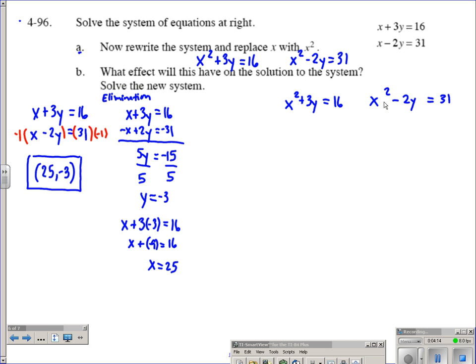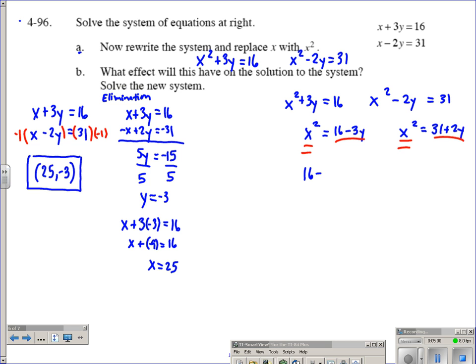If I know that I have x squared plus 3y equals 16, and x squared minus 2y equals 31, if I isolate my x squareds in each of these, I would have x squared equals 16 minus 3y. I just subtracted my 3y from each side. Over here, to get x squared by itself, I'd add 2y to each side, so I'd have x squared equals 31 plus 2y. So now we know that these each equal x squared, which means each of these has to be equal to each other. Let's set them equal and solve it here.